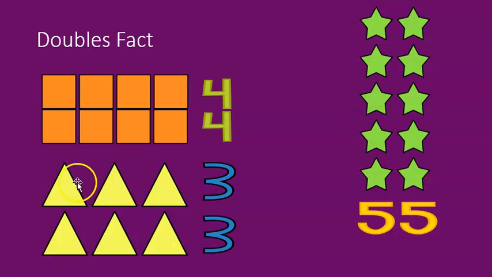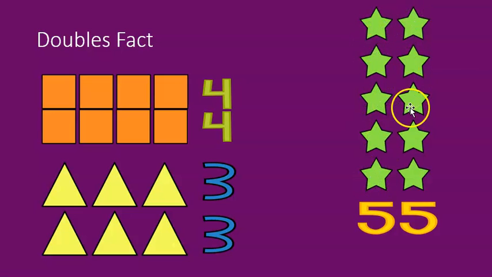There's a number 3 here that represents 1, 2, 3, that there are 3 triangles in the first row. On the next row are also 3 triangles. 1, 2, 3. That's why this 3 is here. So this is what you call a doubles fact. As long as they have the same number across, it's a doubles fact. Now let's come here to this next example.